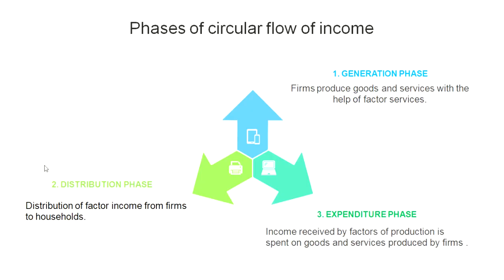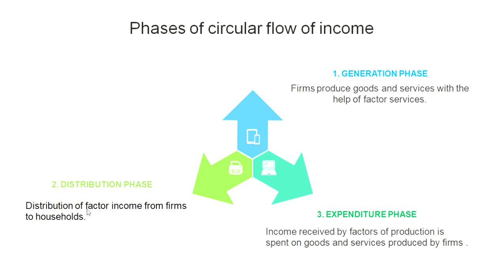Now next, it is the different phases of circular flow of income. There are three phases. First one, generation. Second one, distribution. Third one, expenditure, also called the disposition phase. In the first phase, the firms produce different goods and services with the help of factor services. Here we mean laborers, maybe permanent staff or employees. So using these services by the employees, firms produce different goods and services.